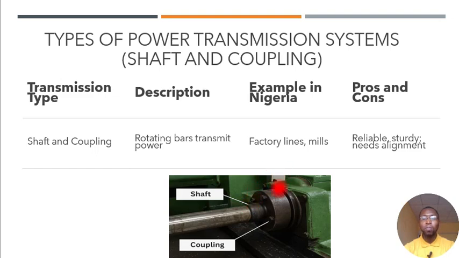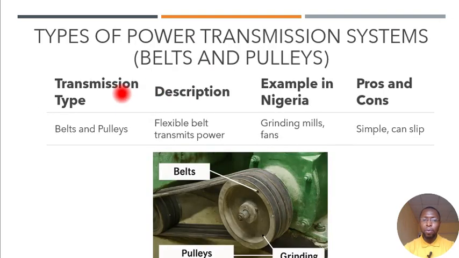This transmission type, the shaft and the coupling, is very reliable, strong, and also needs alignment, because if you do not align the shaft with the coupling, the transmission of power might be altered. Aside from shaft and coupling, we also have another transmission type, that is belt and pulleys.